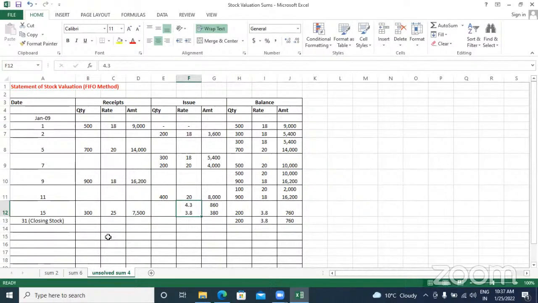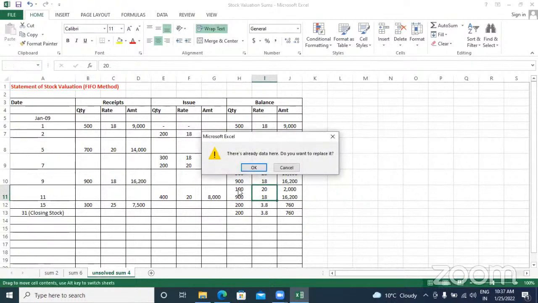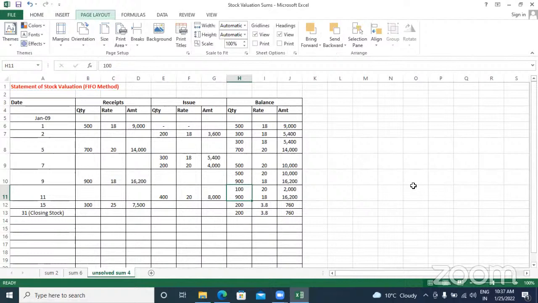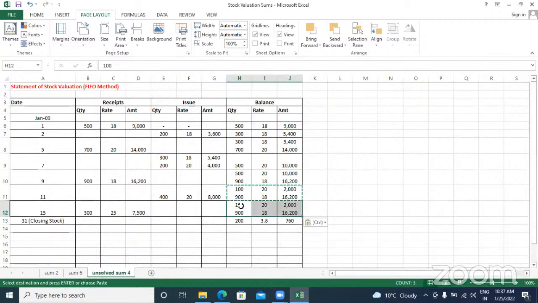Issue will be nil. And balance will be? Can somebody tell me the balance? Ma'am, 100 first. Okay, just let me copy this. Now see, the FIFO method says when you purchase, the first stock in the balance account has to be the same: 100 and 900, 20 and 18, and the amounts also the same, 2,000 and 16,200.